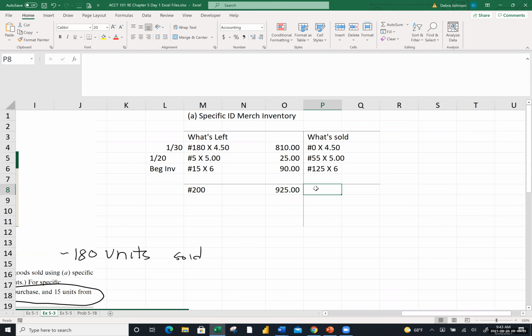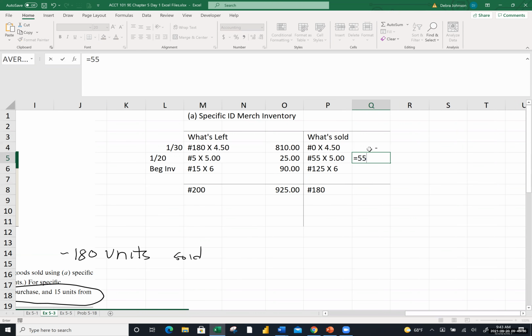And as far as the number of units, that's not changing either. What's changing are these costs. So I'll let the computer do the math. This is going to be 0, of course. 55 times 5. 125 times 6. Again, it's tedious, and you're going to have to be very careful not to make silly math mistakes.